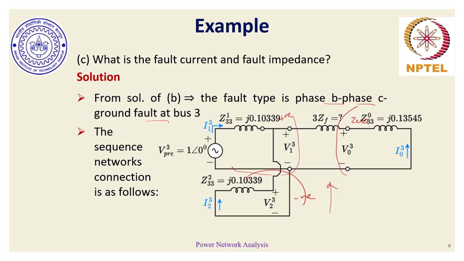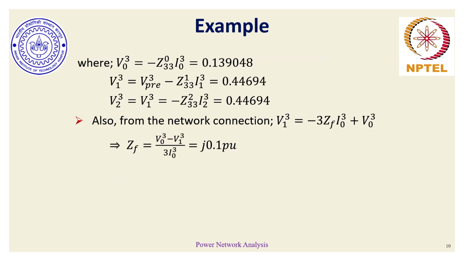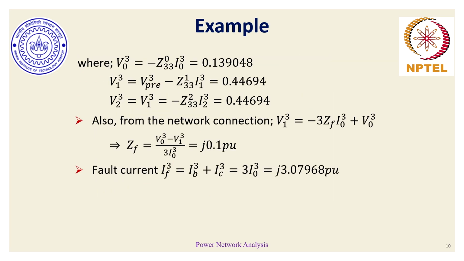Now in this circuit, what is not known is the value of this fault impedance. Since we know the other quantities, we can very well evaluate this 3ZF connection value by a simple KVL. So from the network, ZF is j0.1 PU, and the fault current in double line to ground fault is 3 times the zero sequence current. Since we know this value, we can find the corresponding fault current value. That covers question number 1.